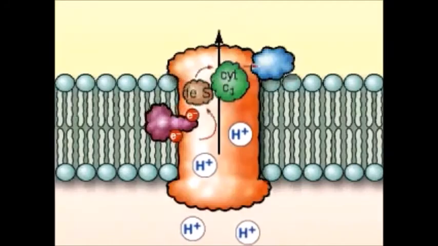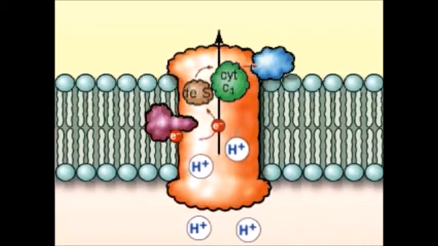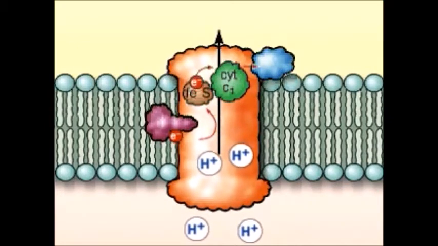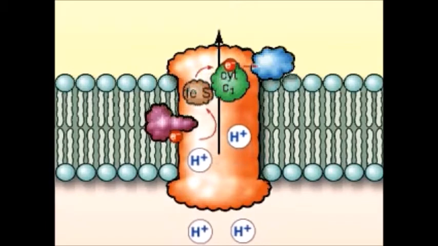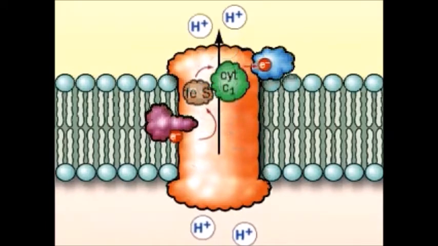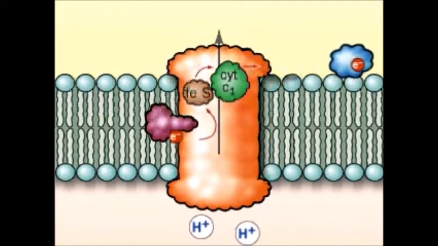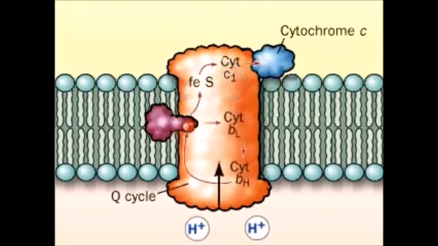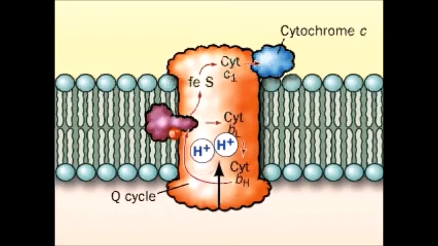In fact, what is happening is that 1 electron is passed to an FeS protein complex, then cytochrome C1, and finally cytochrome C, releasing 2 protons, while the other electron cycles through the 2 heme groups of cytochrome B, moving 2 protons from the matrix into the complex. They will pass through it, pumped by the next electron on the FeS cytochrome C pathway.